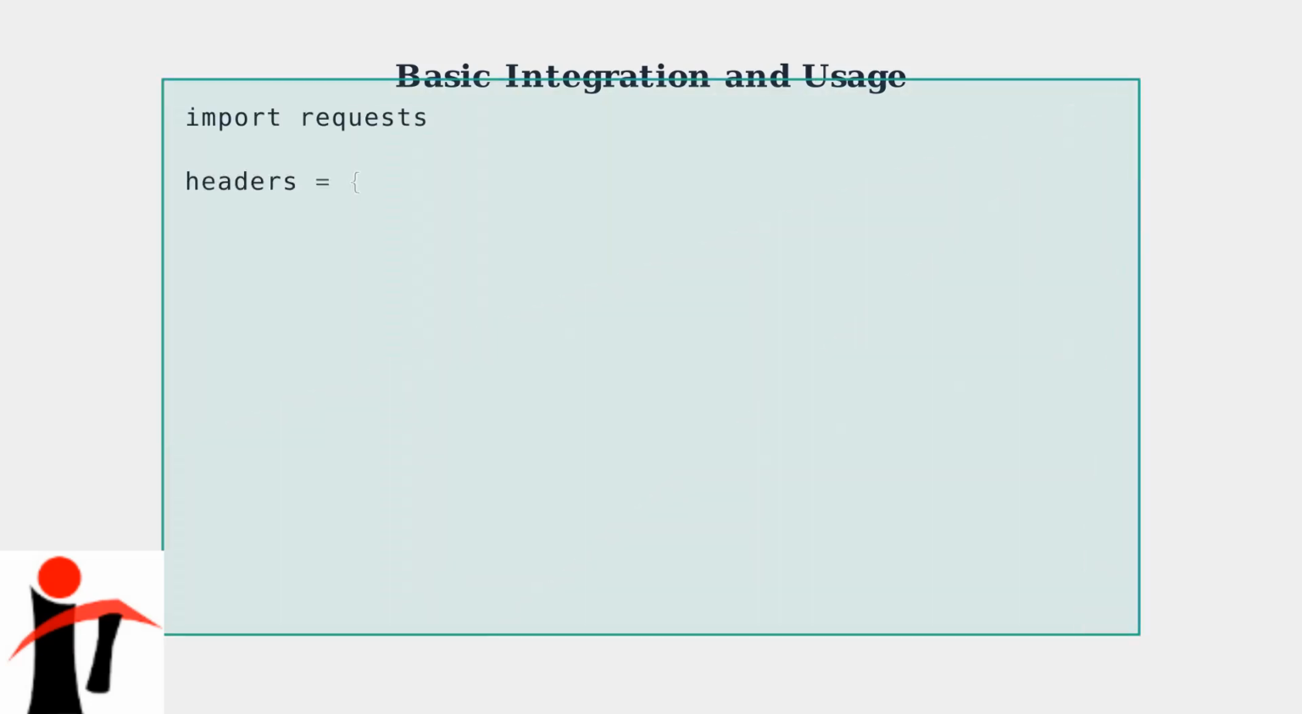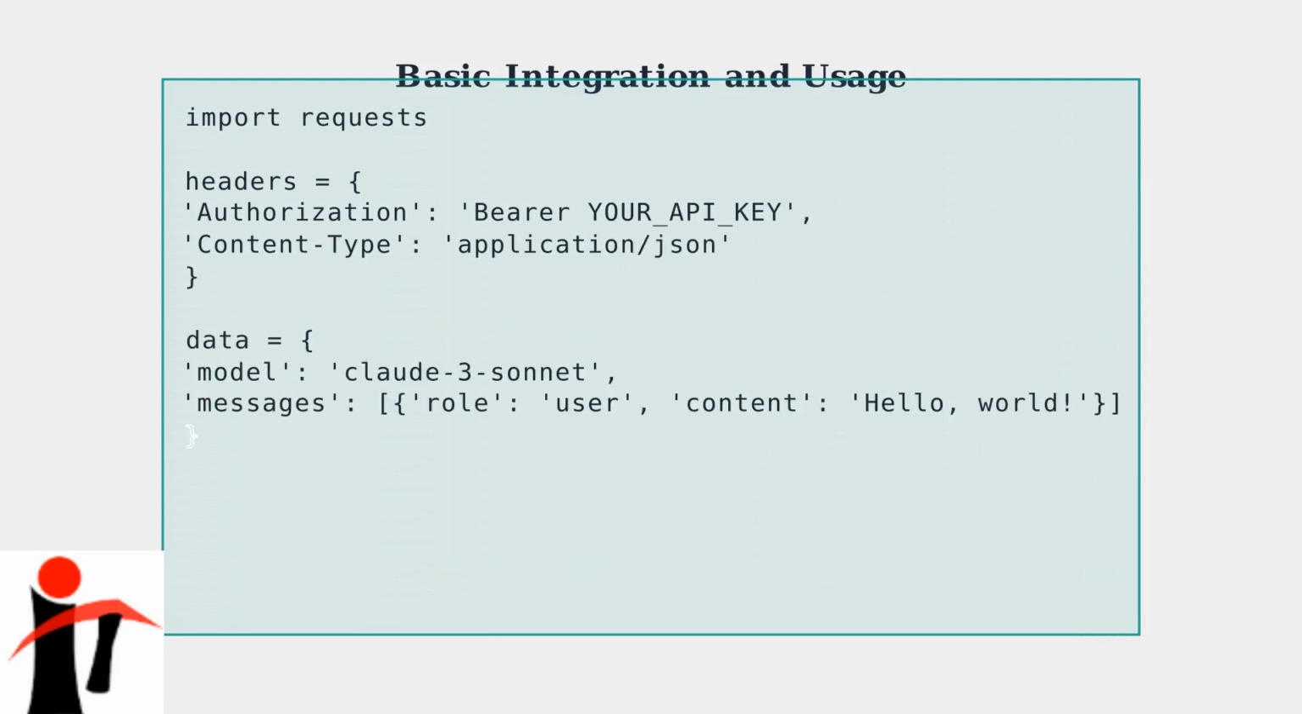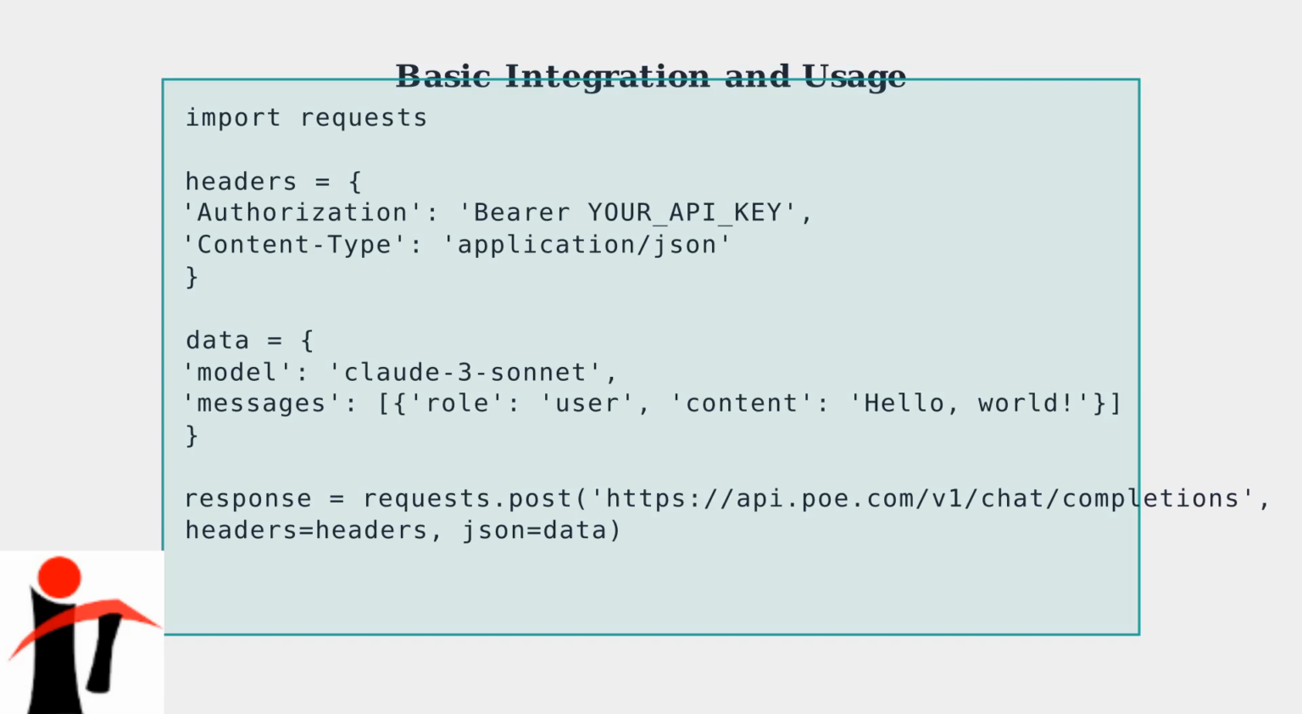Let's examine a complete Python example that demonstrates how to make a request to the Poe AI API. This example shows the essential components: importing the requests library, setting up authentication headers, and structuring the request data. The headers section is crucial for authentication. You must include your API key in the authorization header using the bearer token format. The content type header tells the server you're sending JSON data.